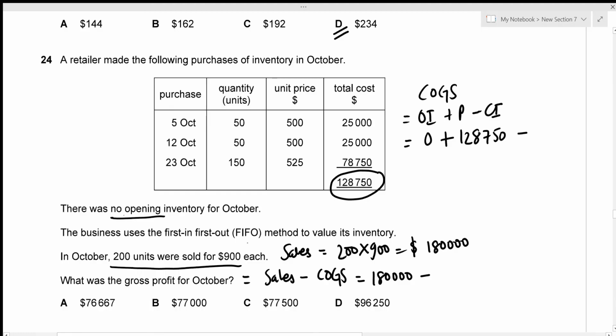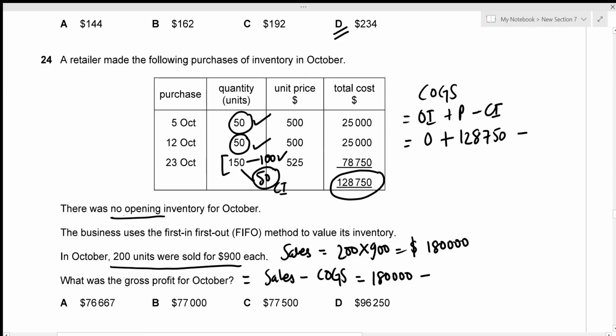So closing inventory are the cost of those goods that were not sold. We're given that 200 units were sold. So the first purchase of 50 is sold, and the second purchase of 50 units is sold as well. Now for the third purchase, 100 units out of 150 were sold, which means that 50 units still remain in the company. So that's going to be the closing inventory.